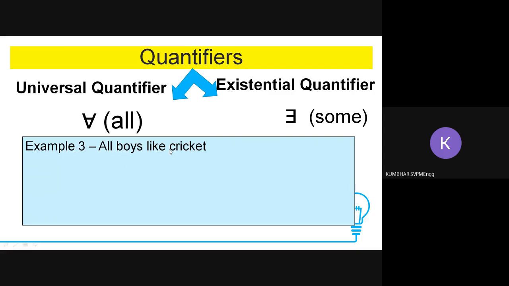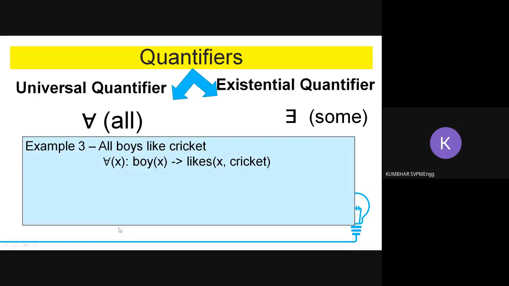All boys like cricket. Please understand how the variables and the universal quantifier are used here. For all x such that if x is a boy, then x likes cricket. I repeat again: for all x such that if x is a boy, this arrow means if-then, if x is a boy, then x likes cricket. This is now the correct predicate to represent all boys like cricket.